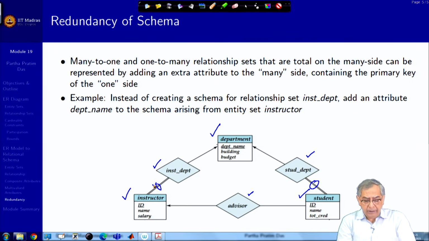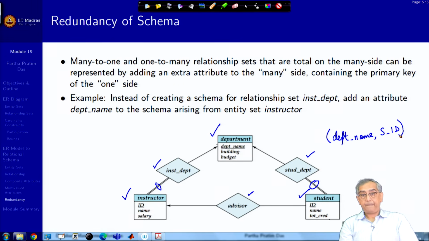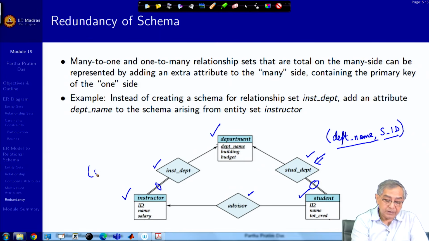So, what is the student dept relationship? When I put it into the relational schema, it becomes department name and SID, both of them together is the key, that is this relationship. And this one is department name and IID, both of them are key.